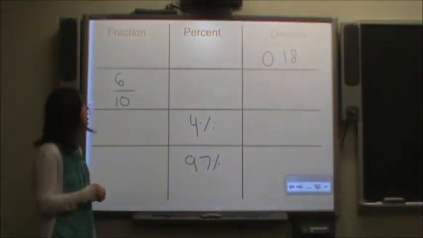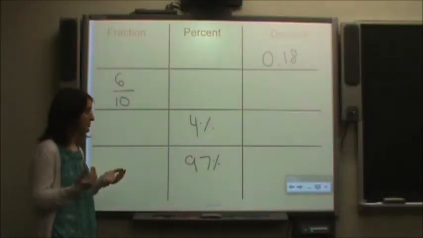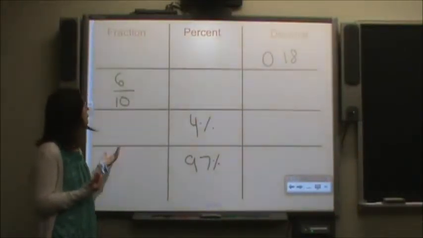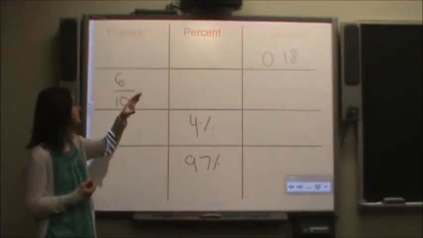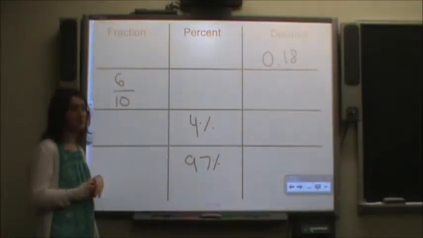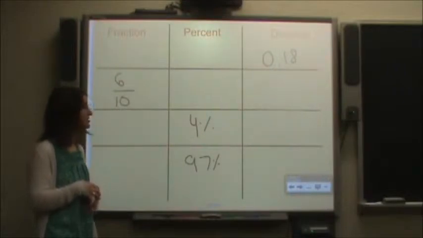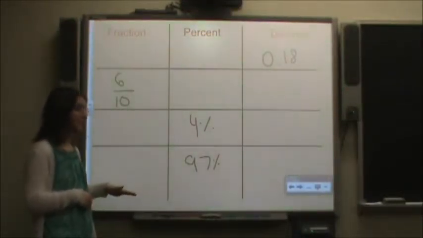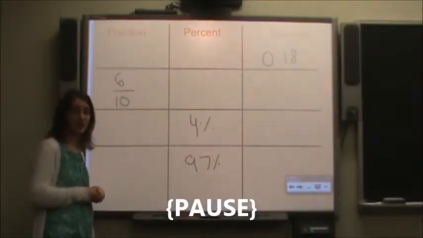Okay, so here's a chart where some of them are filled out and some are not. And you have to be able to figure out what the fraction and the percent is when I give you the decimal, which one the percent and the decimal are when I give you the fraction, and which one the fraction and the decimal are when I give you the percent. So what you're going to do is continuing to use the same chart you've been using, fill out what I already have on here, and then you're going to complete the chart. Pause your video and do that now.